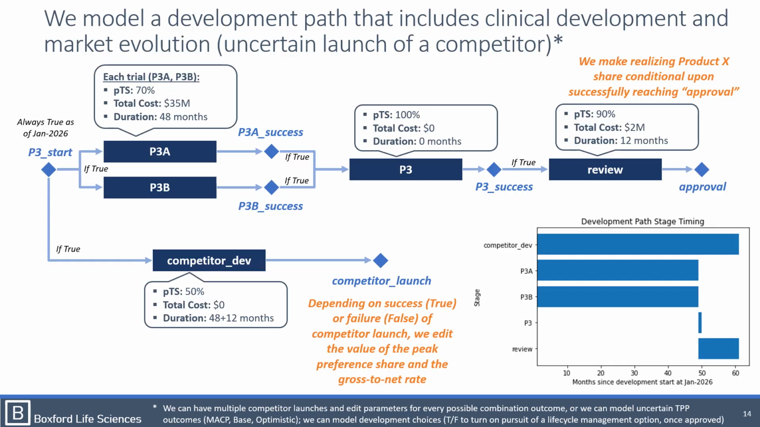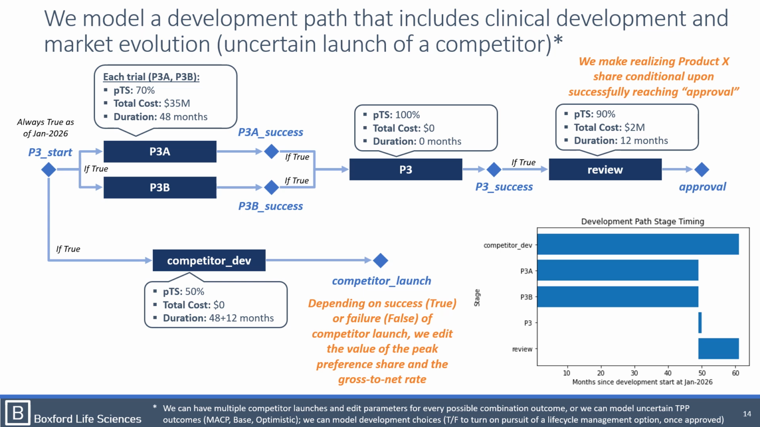The first step is defining the market dynamics to set the development pathway. In this case, it includes clinical development and the uncertain launch of a competitor, which is an event in market evolution. We start at phase 3 start, set that always equal to true as of January 2026, and then we have 2 parallel phase 3 trials, A and B, each one having a probability of success, total cost, and duration. The success or failure of each one of those trials determines whether we successfully reach a state for phase 3A success or phase 3B success.